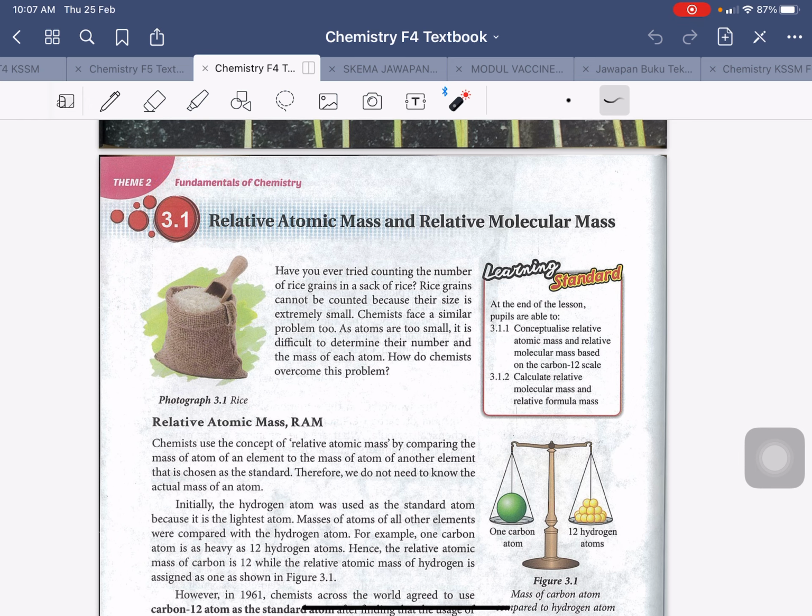So the most fundamental one is actually this one, relative atomic mass, and also relative molecular mass.